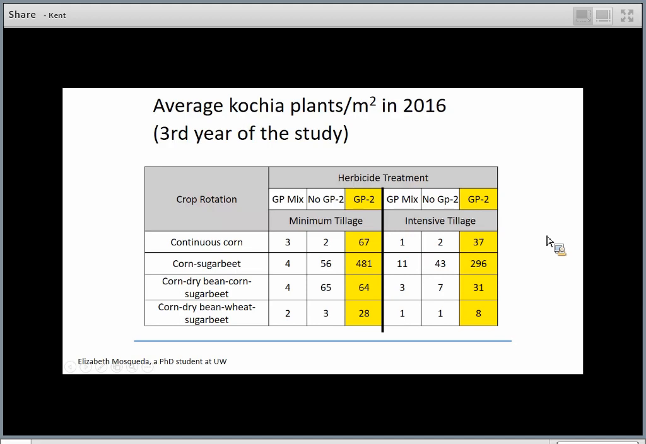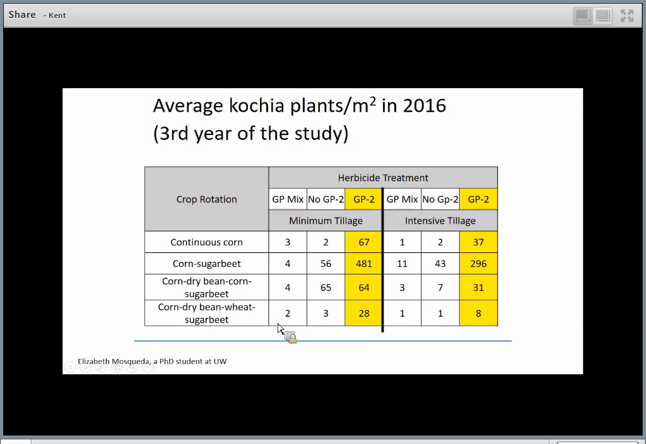The thing that stands out the most from a herbicide standpoint is the group 2s. If you're only using group 2, it has the most kochia plants in either tillage system. By having a diversity of herbicide use, you can really drop the total number of seeds produced. Look at this 481 per square meter. That's a tremendous number of plants per square meter that grows in that kind of a corn sugar beet system.